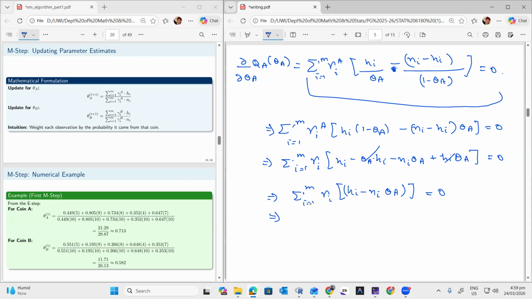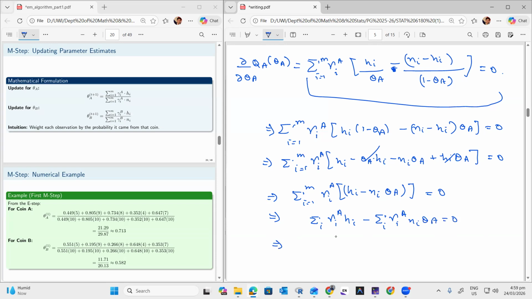Summation i goes to 1 to m gamma i (h i minus n i theta a) into summation i goes to 1 gamma ia. So it will be summation over the range of i gamma ia h i minus summation over the range of i gamma ia n i theta a. Now solve it.